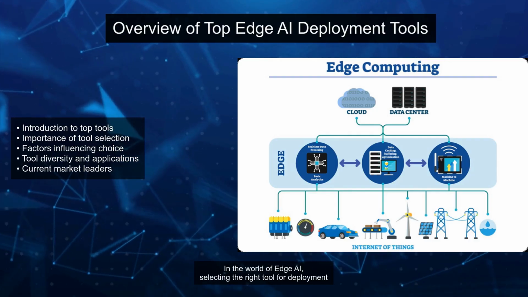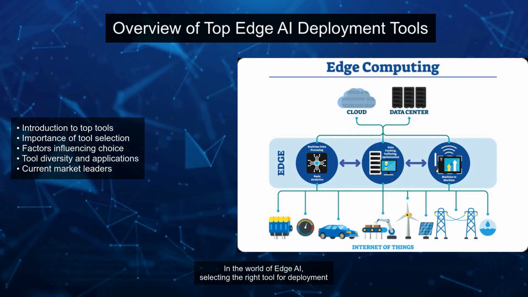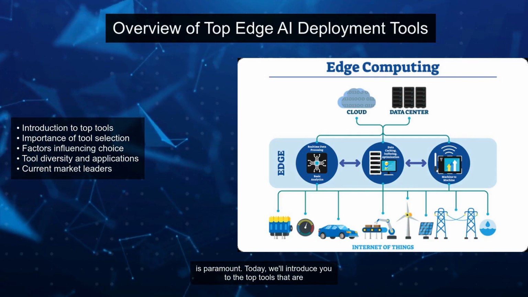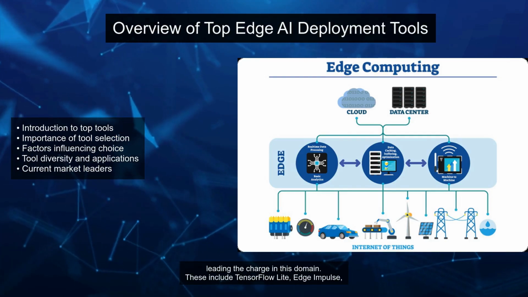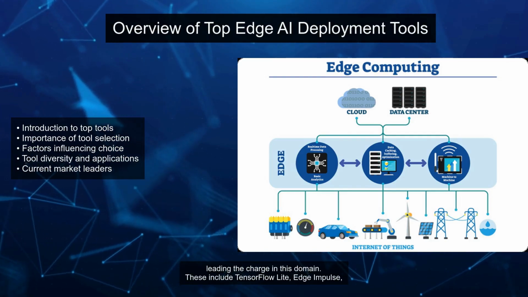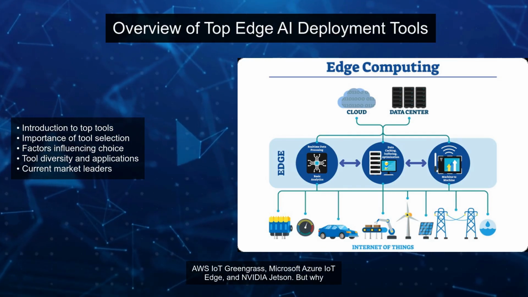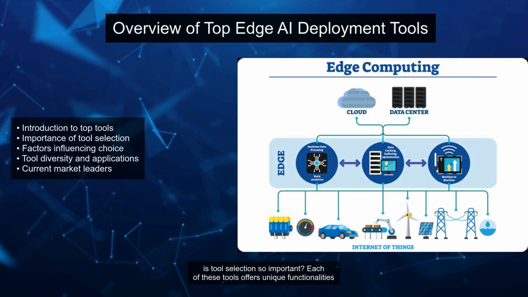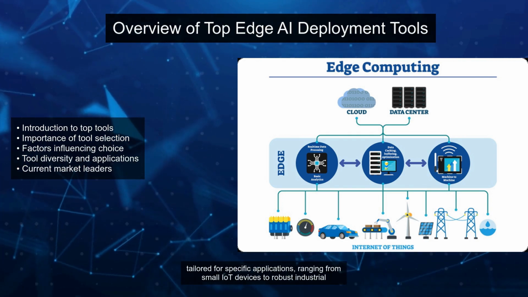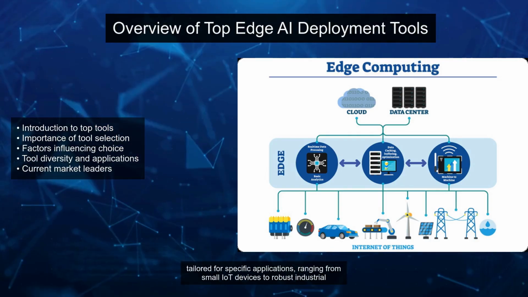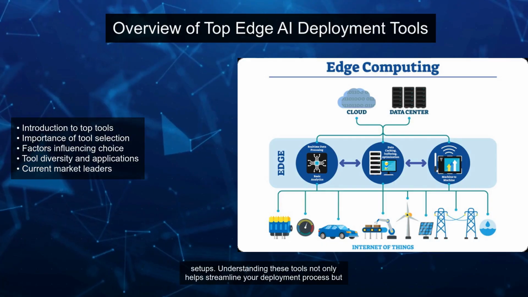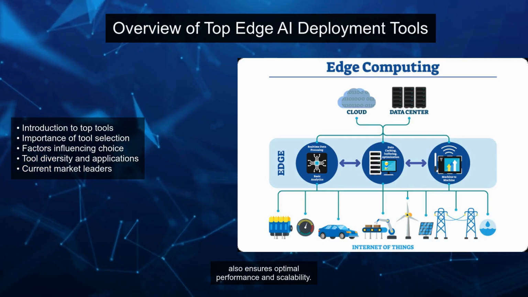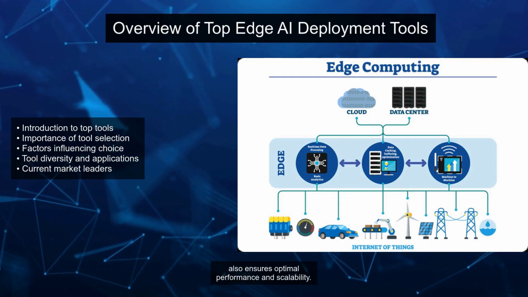In the world of edge AI, selecting the right tool for deployment is paramount. Today, we'll introduce you to the top tools that are leading the charge in this domain. These include TensorFlow Lite, Edge Impulse, AWS IoT Greengrass, Microsoft Azure IoT Edge, and NVIDIA Jetson. But why is tool selection so important? Each of these tools offers unique functionalities tailored for specific applications, ranging from small IoT devices to robust industrial setups. Understanding these tools not only helps streamline your deployment process but also ensures optimal performance and scalability.